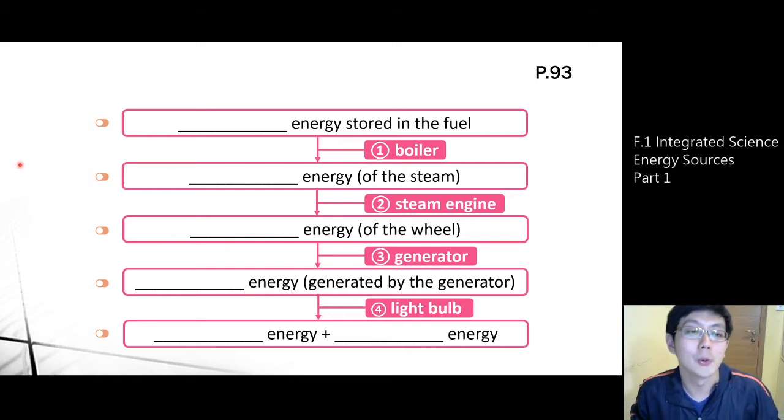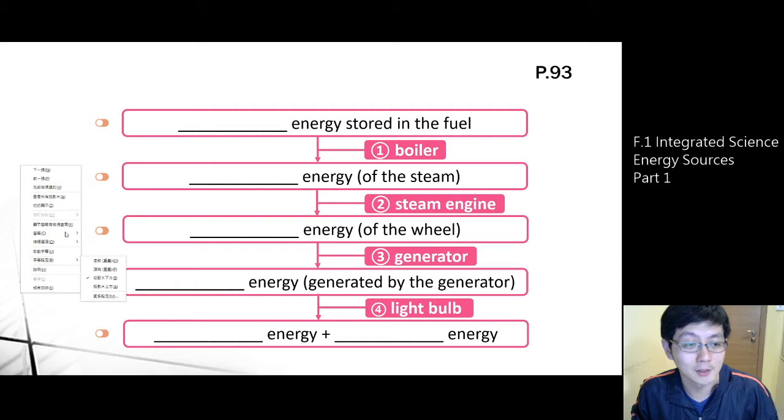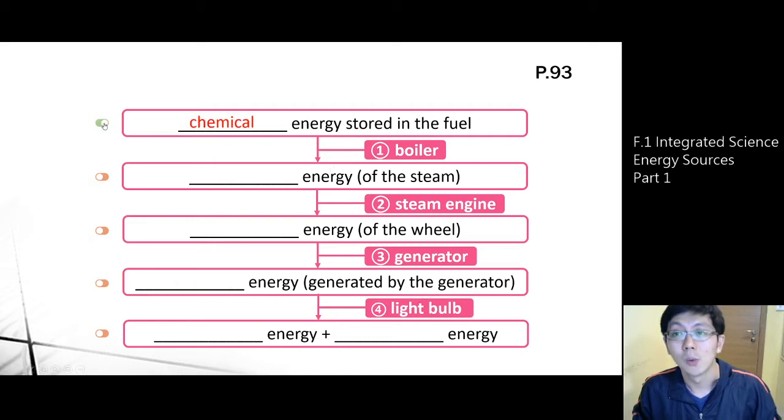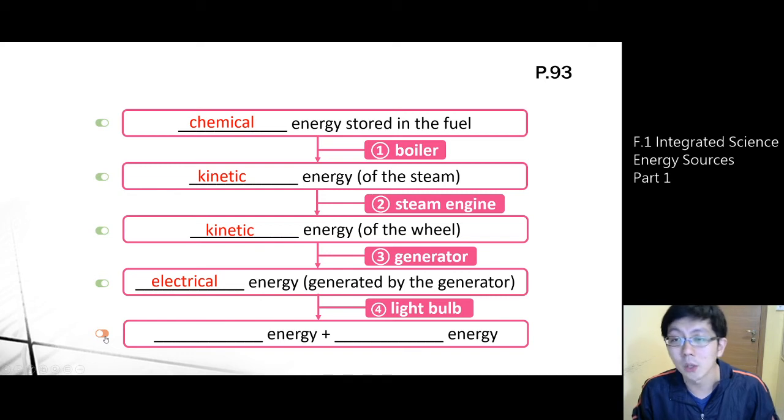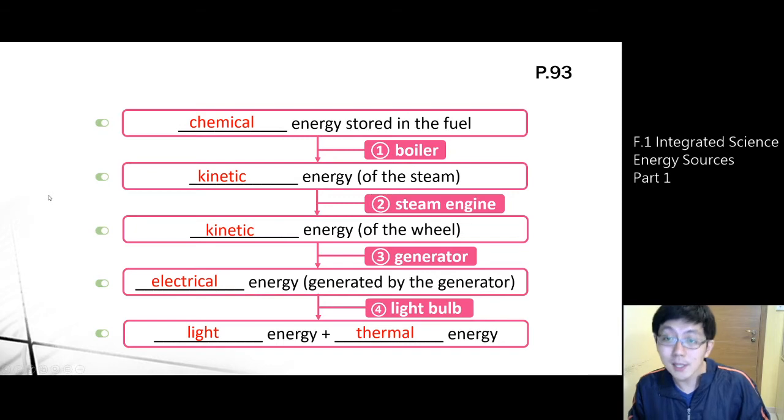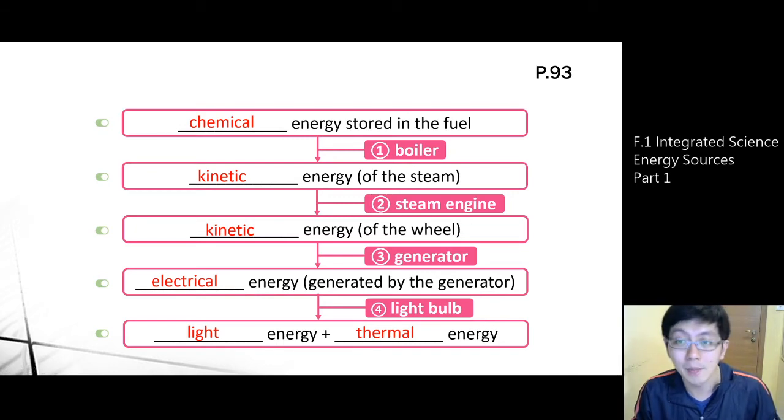I assume that you have completed this part, so let's check the answers here. We have chemical energy stored in the fuel. If it burns, it turns into kinetic energy of steam, moving steam. The moving steam will move the wheel. The moving wheel will move the generator, and the generator will generate electrical energy. The electrical energy goes to the light bulb and is eventually turned to light and thermal energy of the light bulb. So this is the process involved in the steam engine.